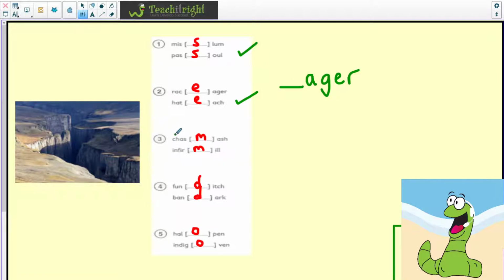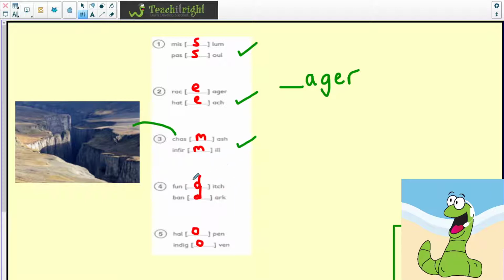Chasm. Now if you didn't know what a chasm is, we can talk about chasms in the earth. These are sort of great big holes that appear where the tectonic plates move apart and you end up getting these chasms. So this is just an example of a chasm here. Chasm, mash, infirm and mill.